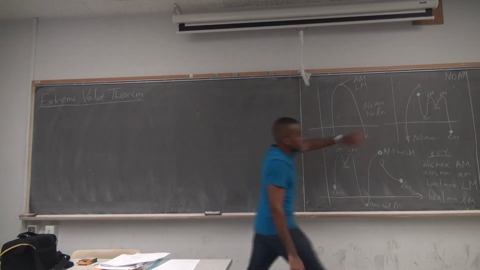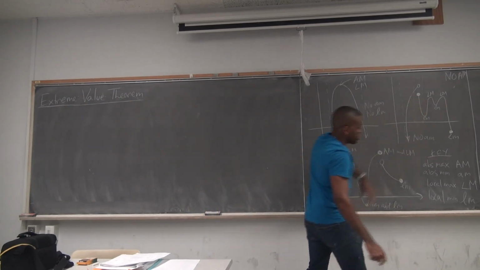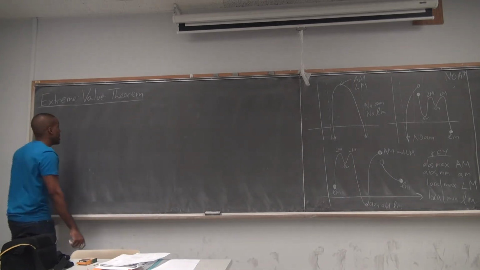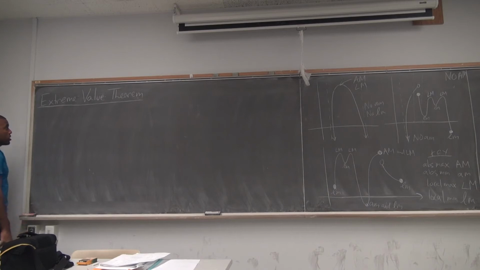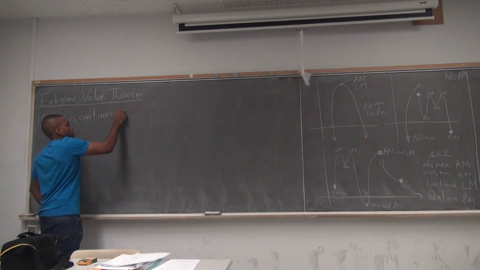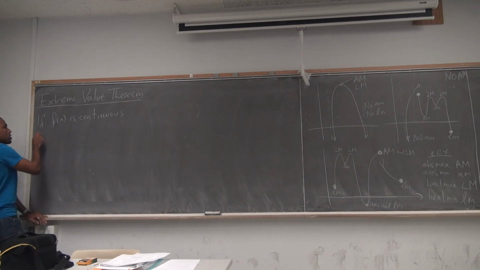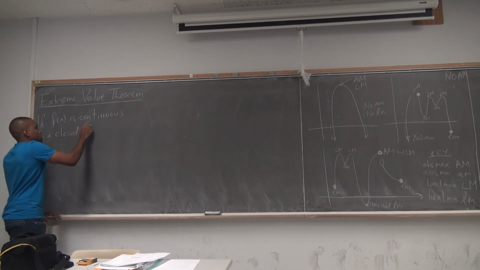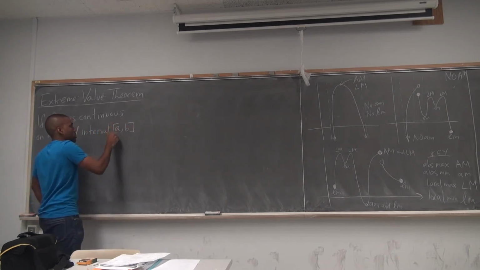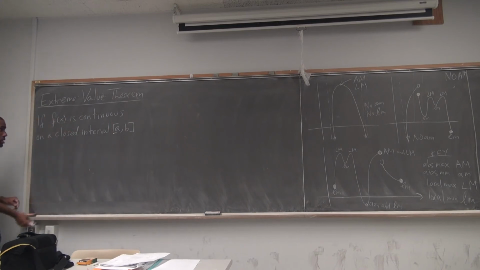So as you saw here, there are situations where we can have no absolute max or no absolute min or anything like that. But there's another situation in which we're guaranteed to have these. This is described by the extreme value theorem. This says if f of x is continuous, meaning you can draw it without lifting your pencil off the page, on a closed interval [a, b]. That means you're looking at some portion of the domain where the endpoints are included.